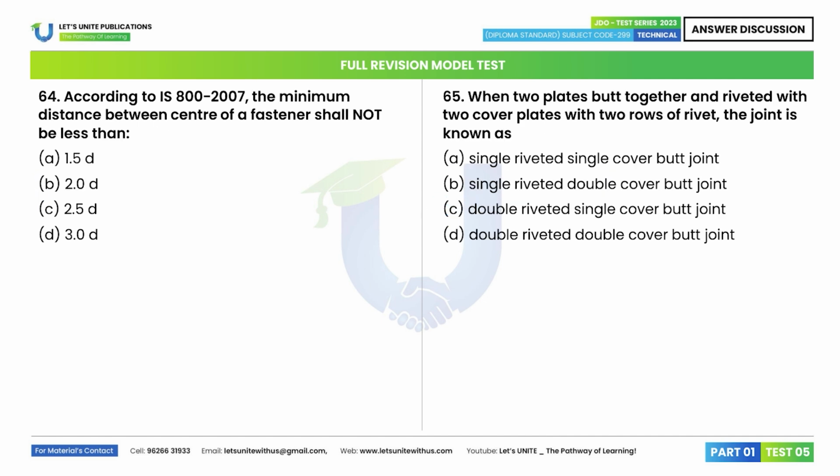64th question. According to IS 800-2007, minimum distance between centers of fasteners shall not be less than 2.5 D. Option C the correct answer. 65th question. When two plates butt together and are riveted with two cover plates with 2 rows of rivets, the joint is known as double riveted double cover butt joint. Option D.